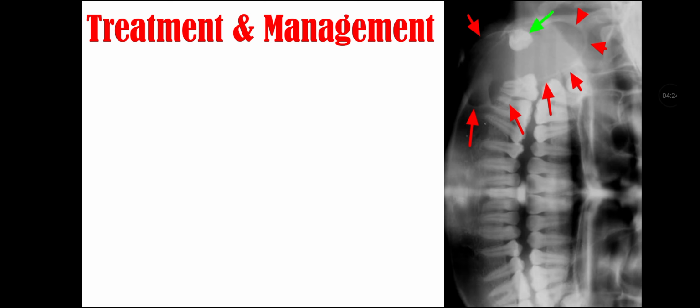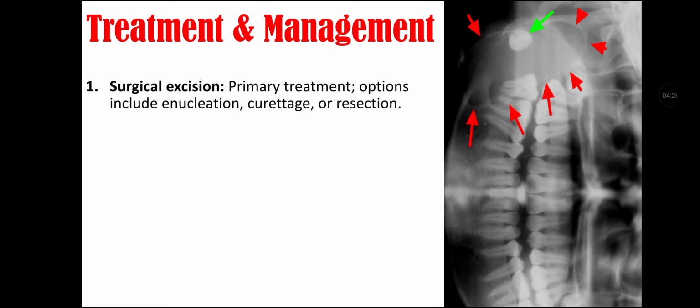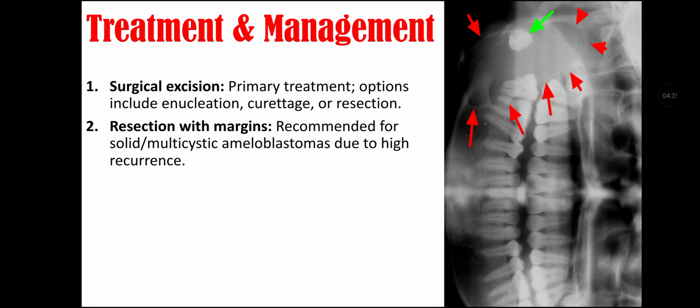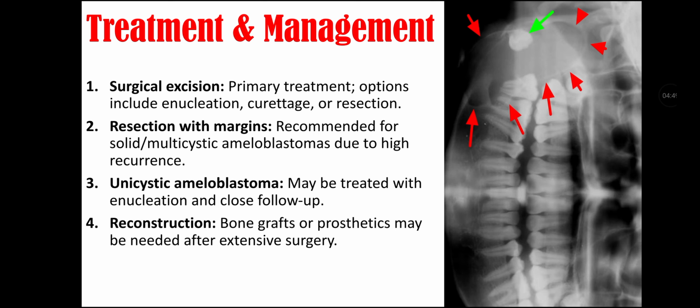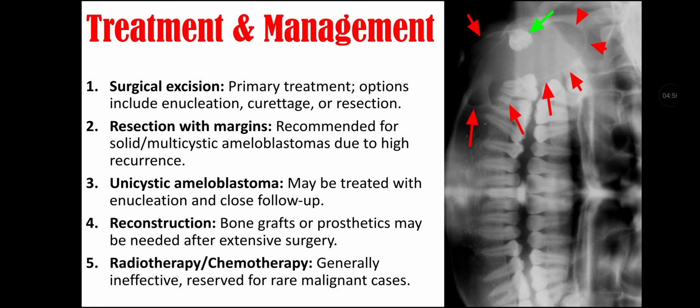Treatment and management of ameloblastoma. First, we can do surgical excision, that is the primary treatment option, and it includes enucleation, curettage, and resection. Second, we do resection with margin, that is recommended for solid multicystic ameloblastoma due to its high recurrence rate. Third, unicystic ameloblastoma may be treated with enucleation and close follow-up. Fourth, we can do reconstruction, that is bone graft or prosthetics that may be needed after extensive surgery.